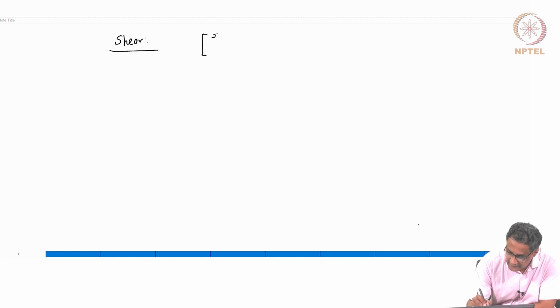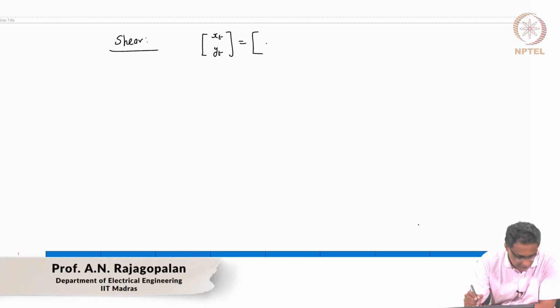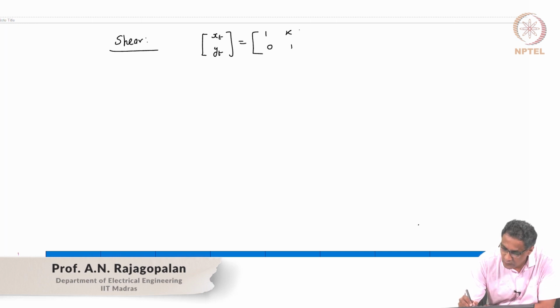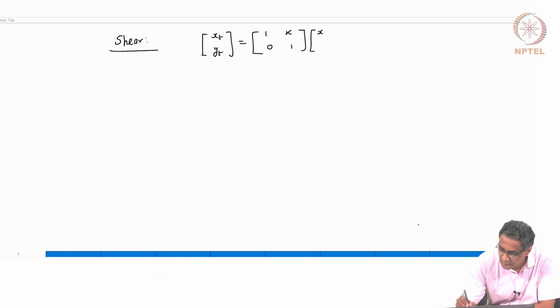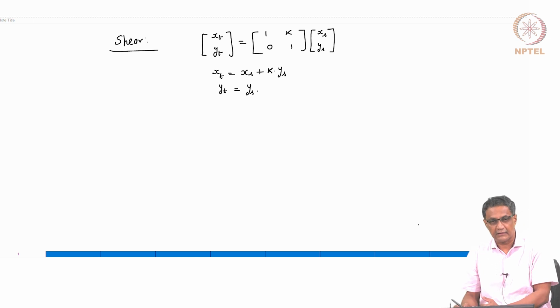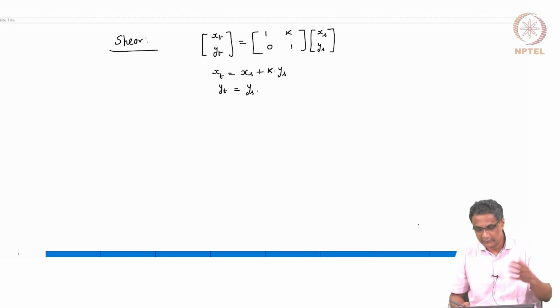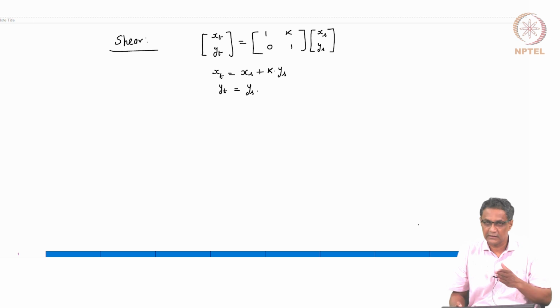So you have xt, yt, and if it's an x shear, you will get the matrix 1 k, 0 1, times xs, ys. What this means is that your xt is going to look like xs plus k times ys, whereas your yt is equal to ys. This is something you can see when you're traveling in a car and you look at a zebra crossing.